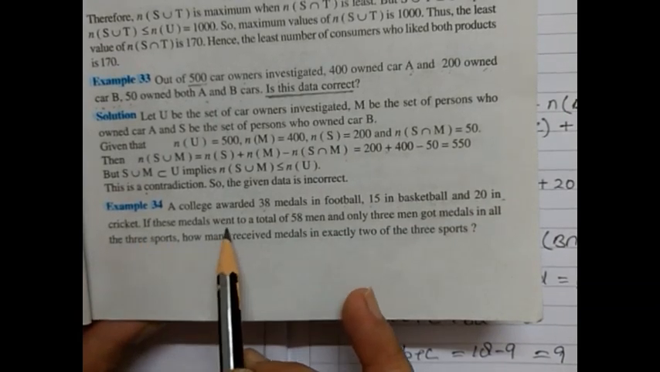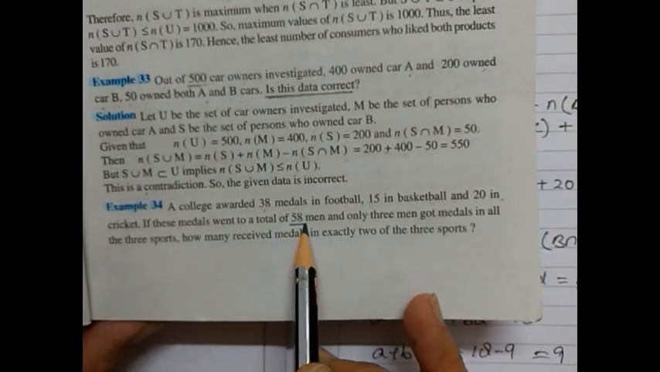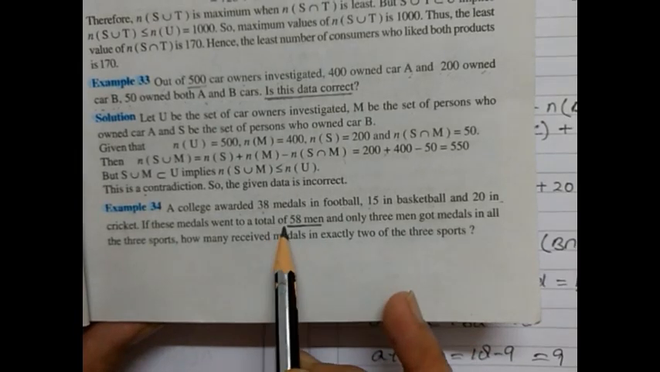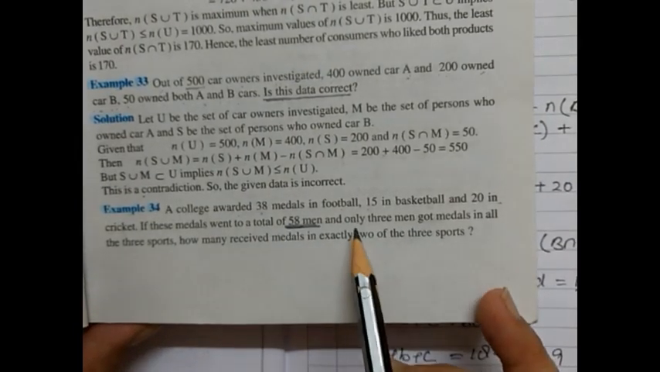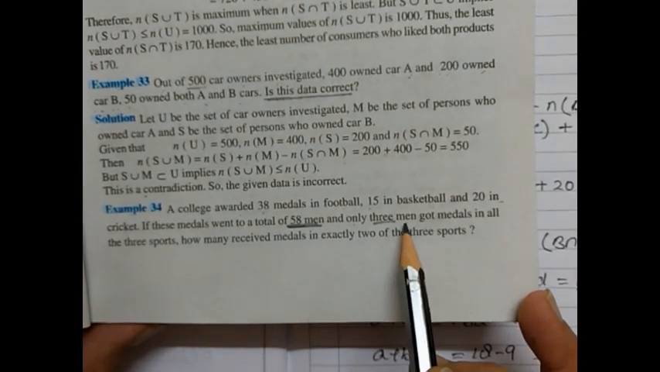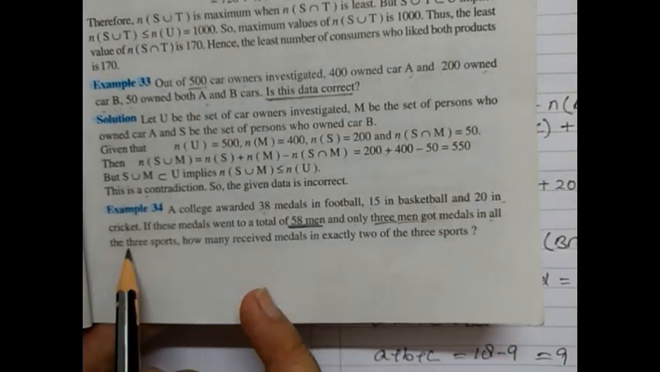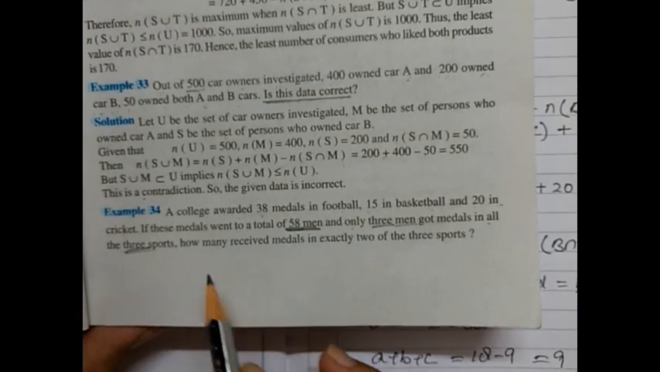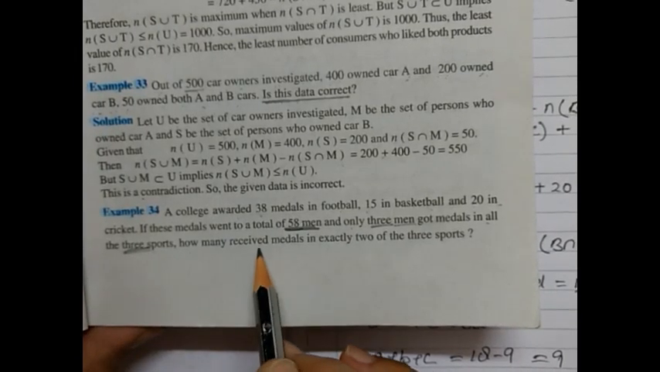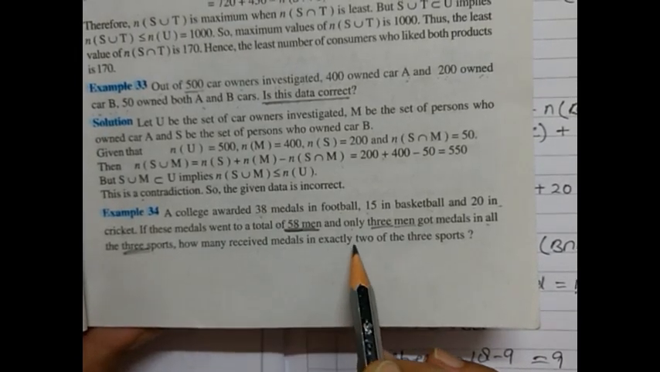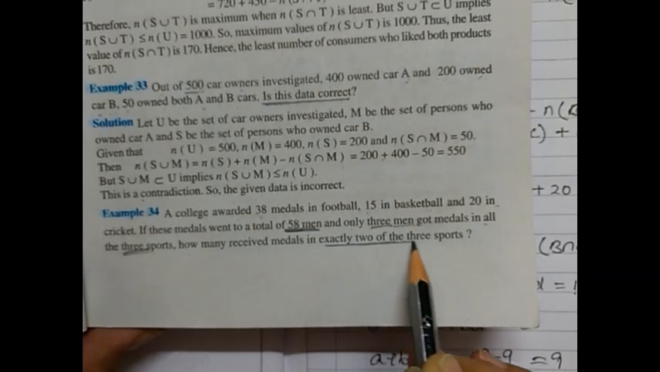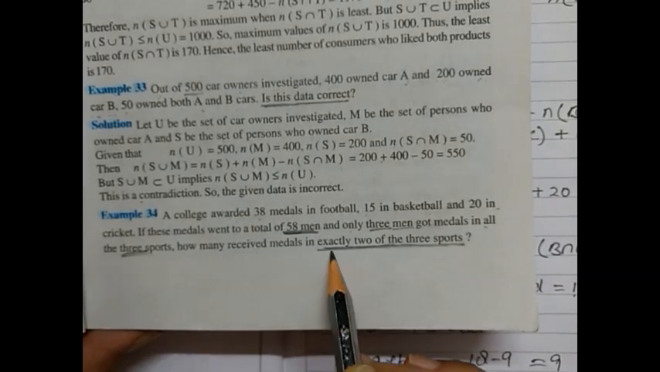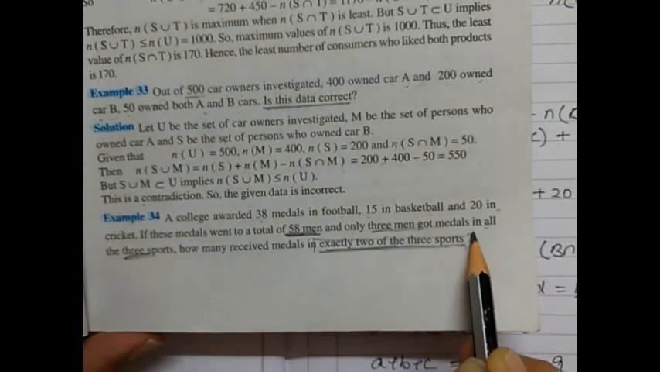If these medals went to a total of 58 men, and only 3 men got medals in all 3 sports. Are you getting it? All 3 sports. So how many received medals in exactly 2 out of 3 sports? 2 out of 3 sports. So this we need to find out.